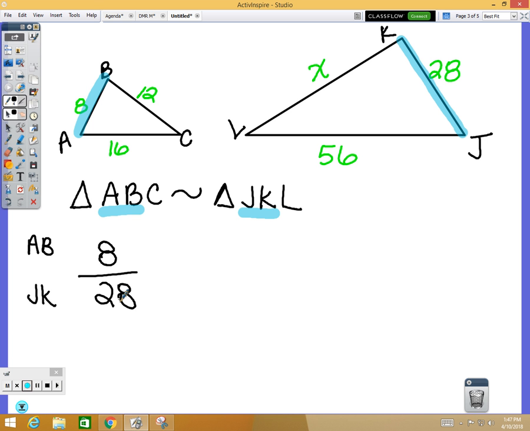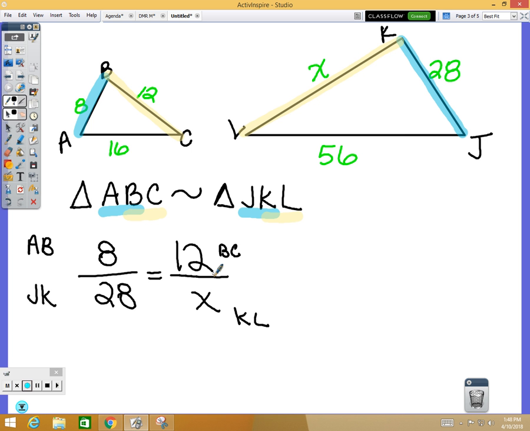Now I'm going to have this equal another ratio, and I want this ratio to have the X in it. So the X is for KL. So I'm going to make sure I put that on the bottom because that triangle has been on the bottom. So again, this is for KL. KL matches up with BC. KL matches up with BC. And BC is how long? 12. All right, so now we've made a proportion.